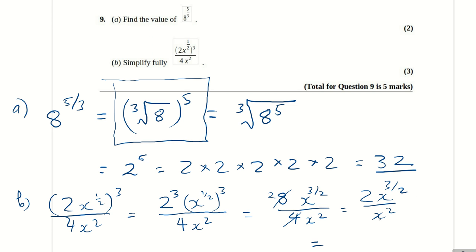Now, when we're dividing x to powers, it's the same, remember, as subtracting the indices or the powers. So that's going to be the same as 2 lots of x to the 3 over 2 minus 2, which is the same as 2x to the minus a half. And there we have it.